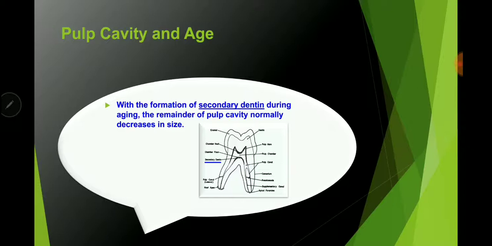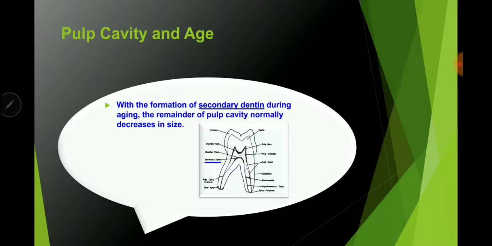And then we have reviewed the pulp cavity and aging. We compared young pulp versus adult or aging pulp in the previous review, so you have to know all those comparisons. With the formation of secondary dentin during aging, the remainder of the pulp cavity normally decreases in size. Because secondary dentin is formed throughout life, it continues to form, and the more it forms, the more the pulp cavity or pulp chamber decreases in size.